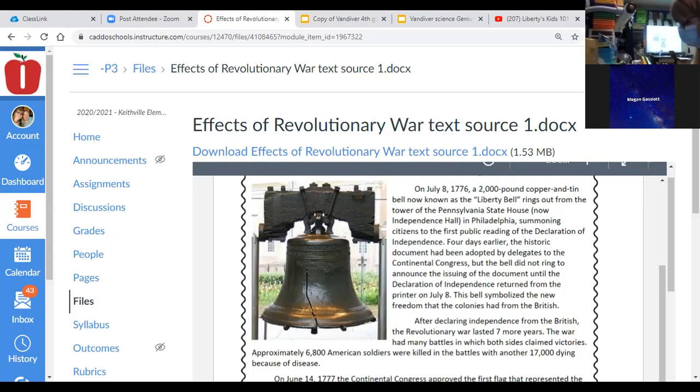Hangs in the Pennsylvania, well, hangs in what is it called now? No, where does it hang? What is the building called now? No, Independence Hall, not White House. Independence Hall in what city? In Philadelphia. Okay.